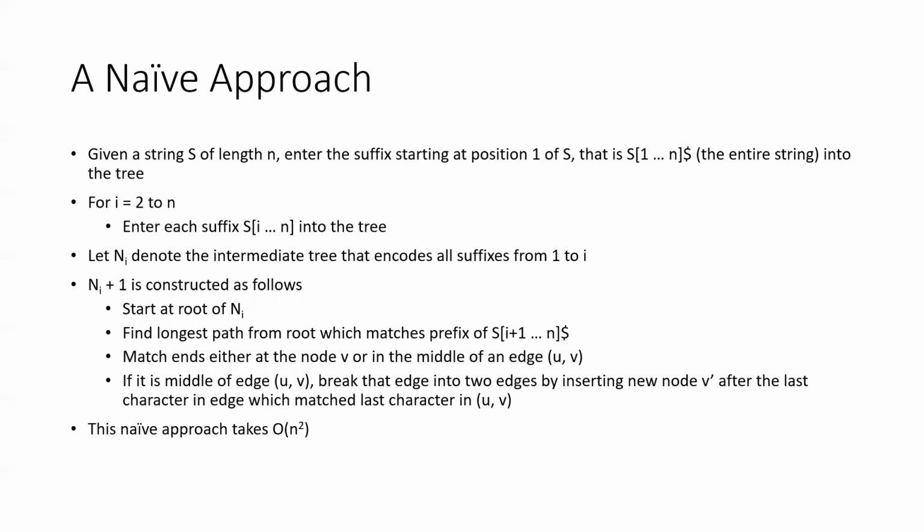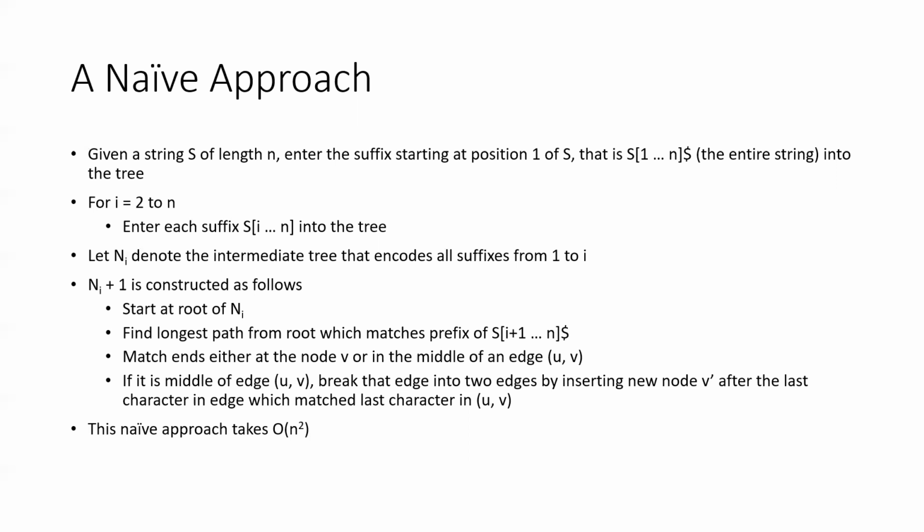Let N_i denote the intermediate tree that is encoding all the suffixes from 1 to i. We construct the next tree, N_(i+1), as follows. We start at the root of N_i. Now we want to find the longest path from the root which matches the prefix of S_(i+1) to n. There are two things that can happen when we're finding this longest path. Either there's an exact match, so we end up ending at a node, or we end in the middle of an edge.